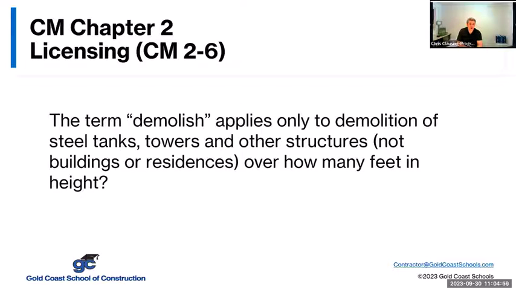The term demolish applies only to demolition of steel tanks, towers, and other structures, not buildings or residences, over how many feet in height? This is a question that they have asked a ton on the test. And that one you'll find at 50 feet, that's CM 2-6.